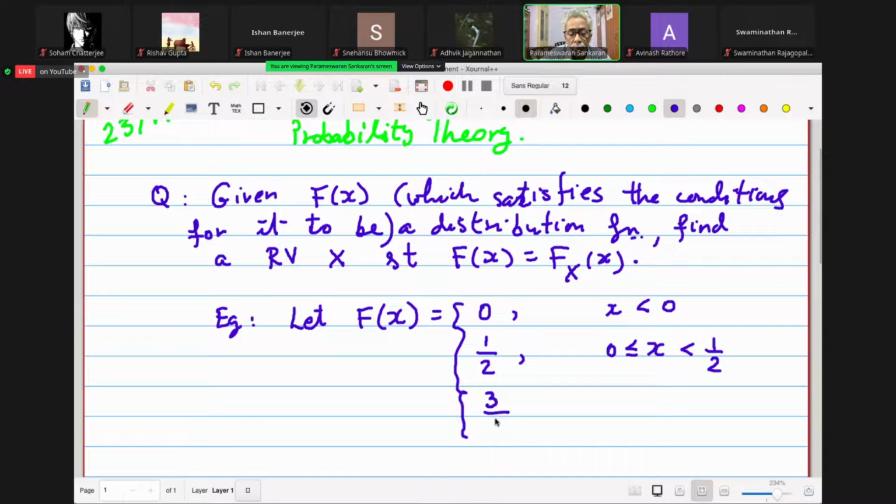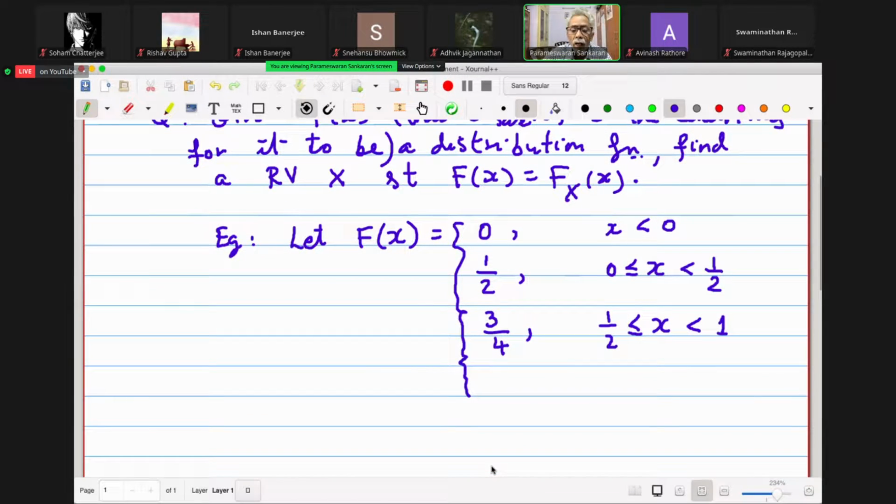So let us write here 3 by 4, if, I mean, you can write anything here, half less than or equal to x less than, let us say, 1. Okay, so you have reached up to 3 by 4 and you have 1/4 left. And let us have another jump discontinuity. So let us say 9 by 10 plus some number I have to write here.